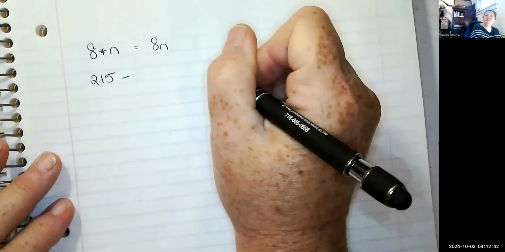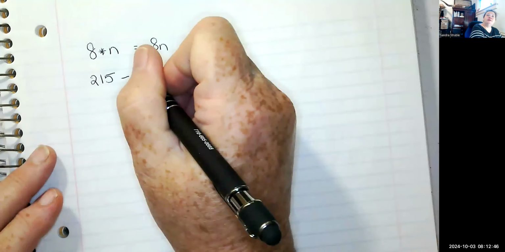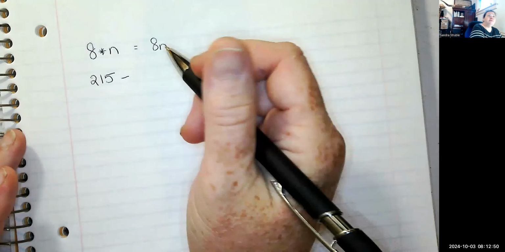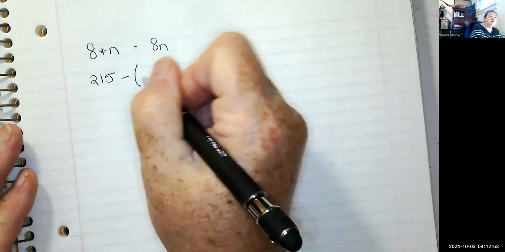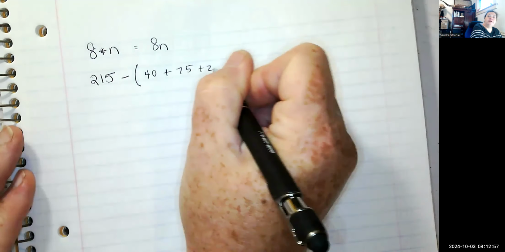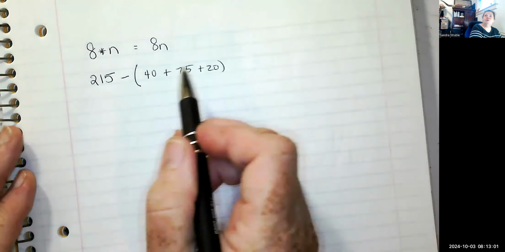You have a couple of choices here. You could subtract 40, subtract 75, subtract 20. That is accurate. Or you could subtract parenthesis and then add up all the withdrawals. I'm going to do this one, 40 plus 75 plus 20. It's okay to go ahead and do minus 40, minus 75, minus 20.